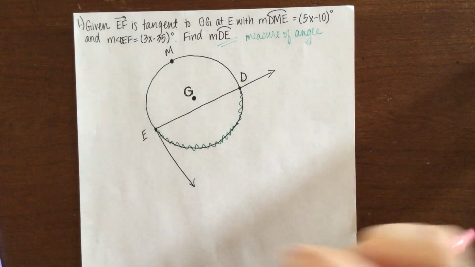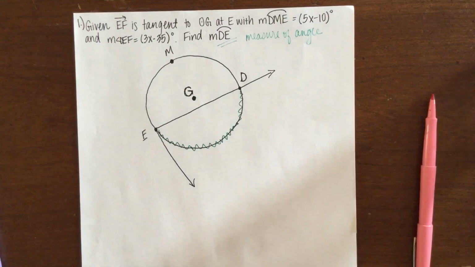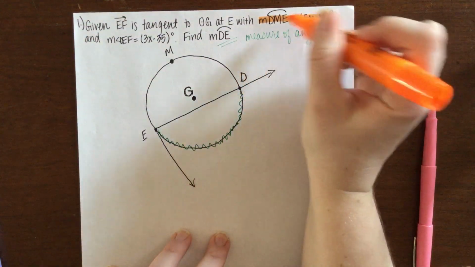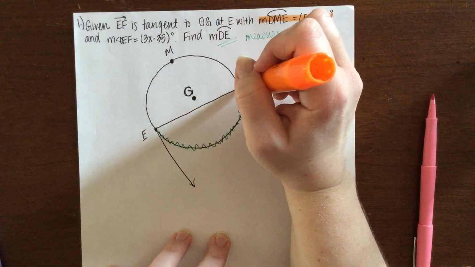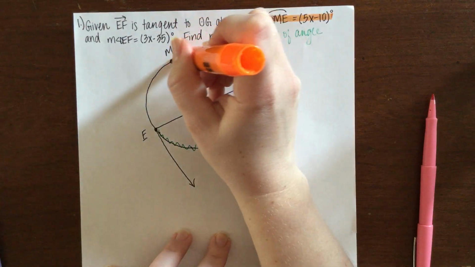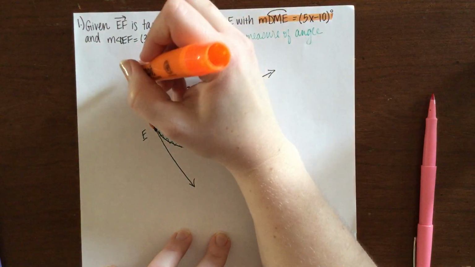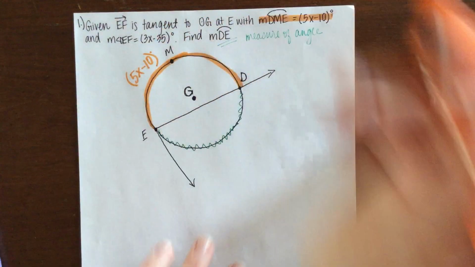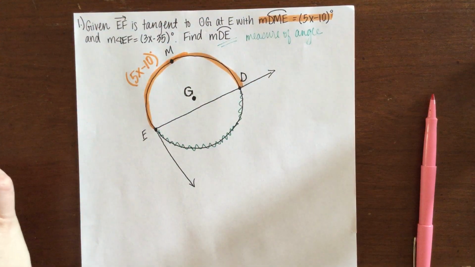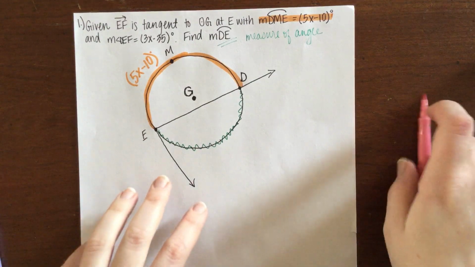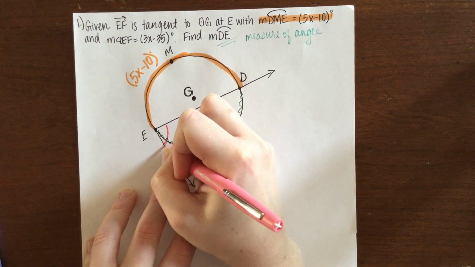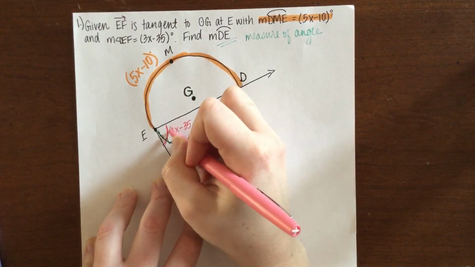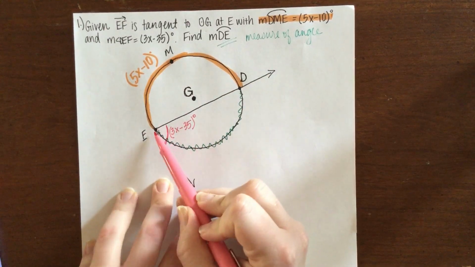So now I'm going to go back and make sure that I have everything labeled. The measure of arc DME, it said 3 letters, so that means it's a major arc. So DME is 5x minus 10 degrees. And the measure of angle DEF, which was right here, is 3x minus 35 degrees.